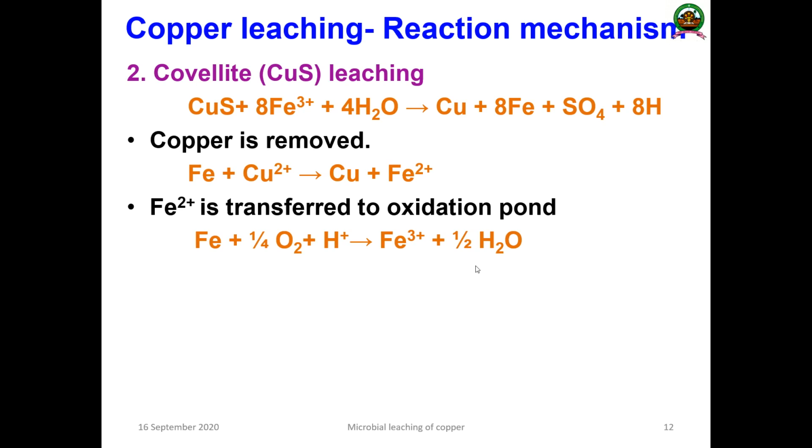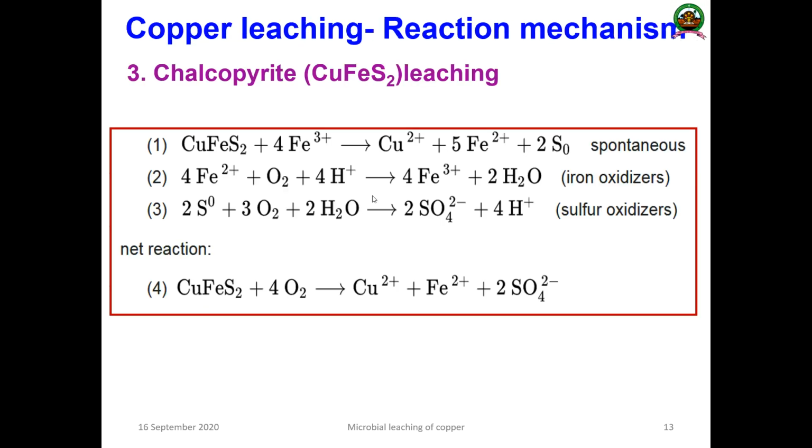Then the third step, where we can see chalcopyrite, copper iron sulfide, leaching happening. We already discussed this yesterday as a part of sulfur leaching. This is happening by both iron oxidizing and sulfur oxidizing bacteria. Here, this is the chalcopyrite. Both the copper and iron, and also sulfur, will be leached from this particular component.